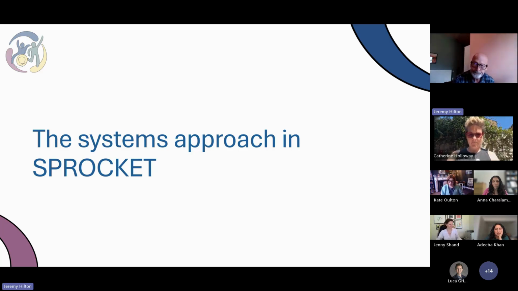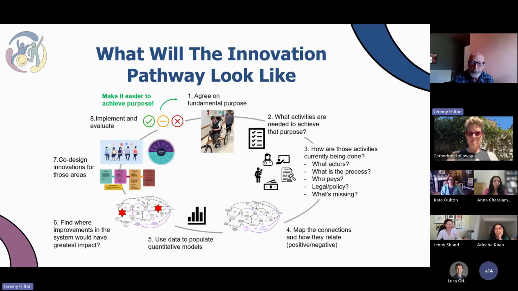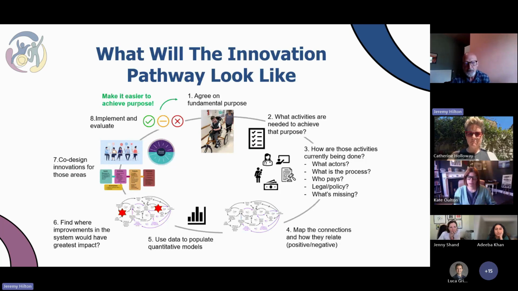Systems approach in Sprocket. This will be a familiar diagram to you all. I think all we've done since we started is add a step 0, which we've introduced, which is actually developing that common and shared understanding as a basis of the work we're going to be doing.